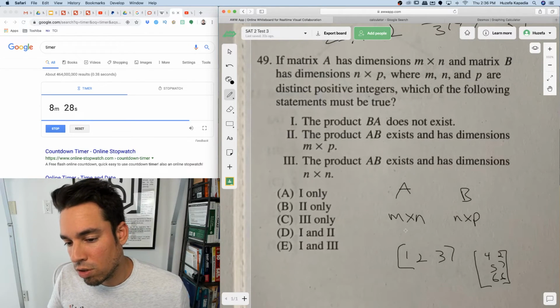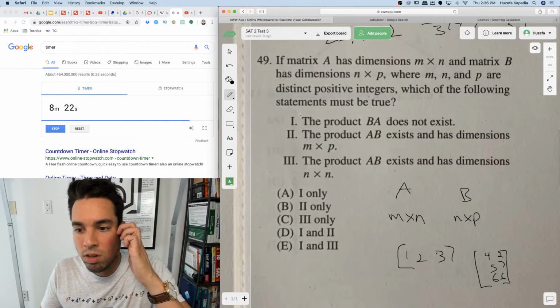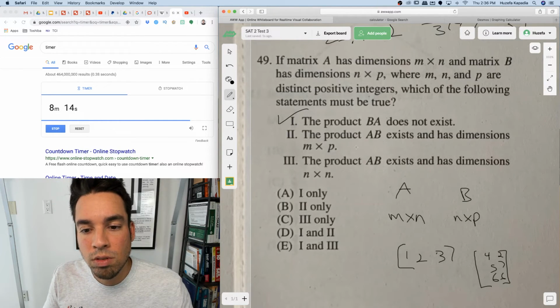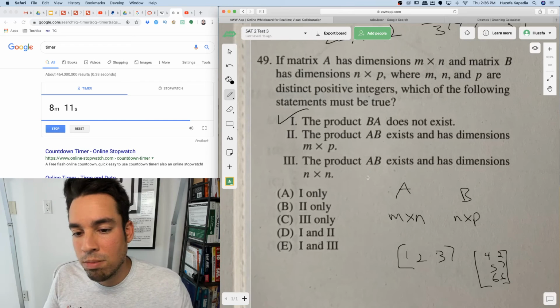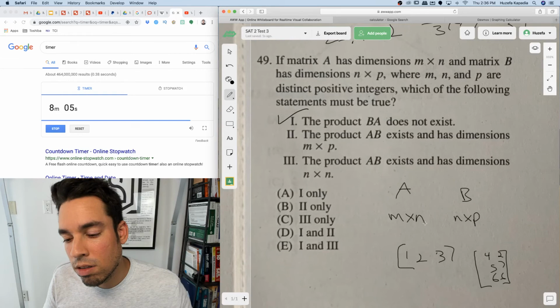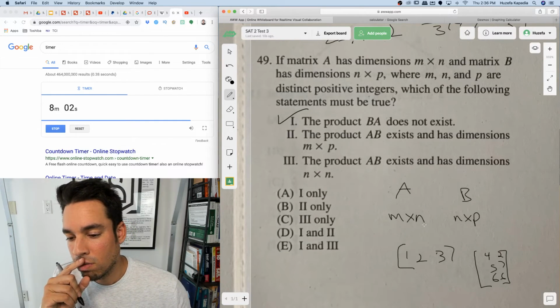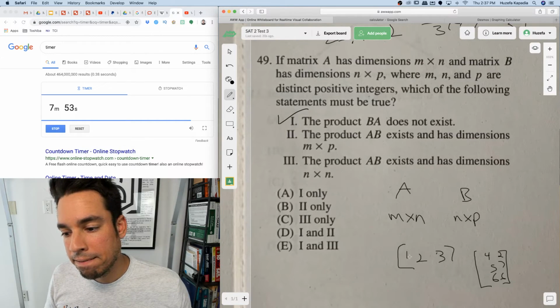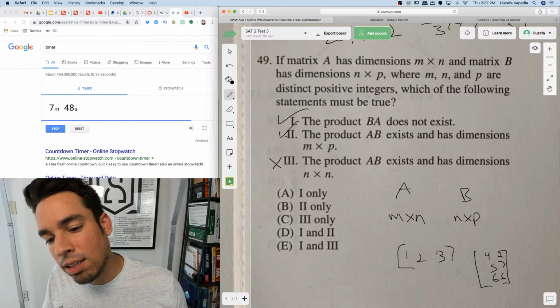Hold on, and then let's make sure. So this is rows is 1, columns is 3, rows is 3, columns is 2. So BA, this one times this one, would not work. So that is true. The product of AB exists and has dimensions m by p. Hold on. 1 row, which is m, and 2 columns, it's 2, not 3. I think this is right, 1 and 2.